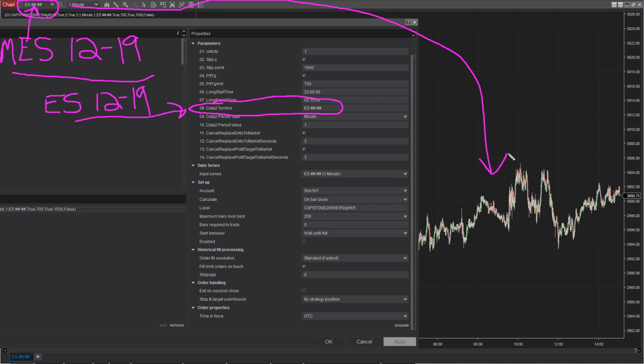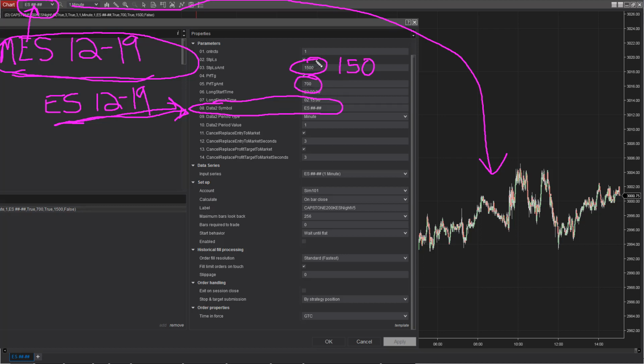It's a 1-minute chart, and you go MES 1219, and in the data settings, or these are actually the input settings for the strategy, you want to use ES 1219. Now, if you're using the micros, you want to change this number to 150 because it's 1/10 the size, and this is on a per contract basis. So even if you trade 10 contracts, this number is 150 if you're trading the micros.